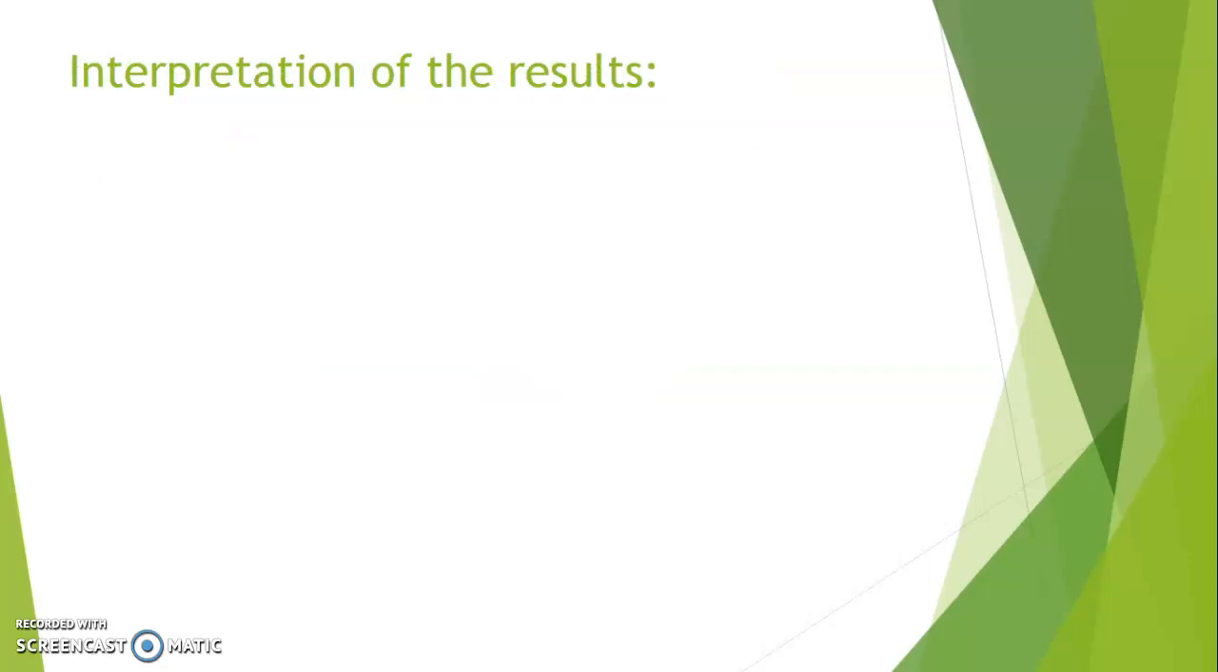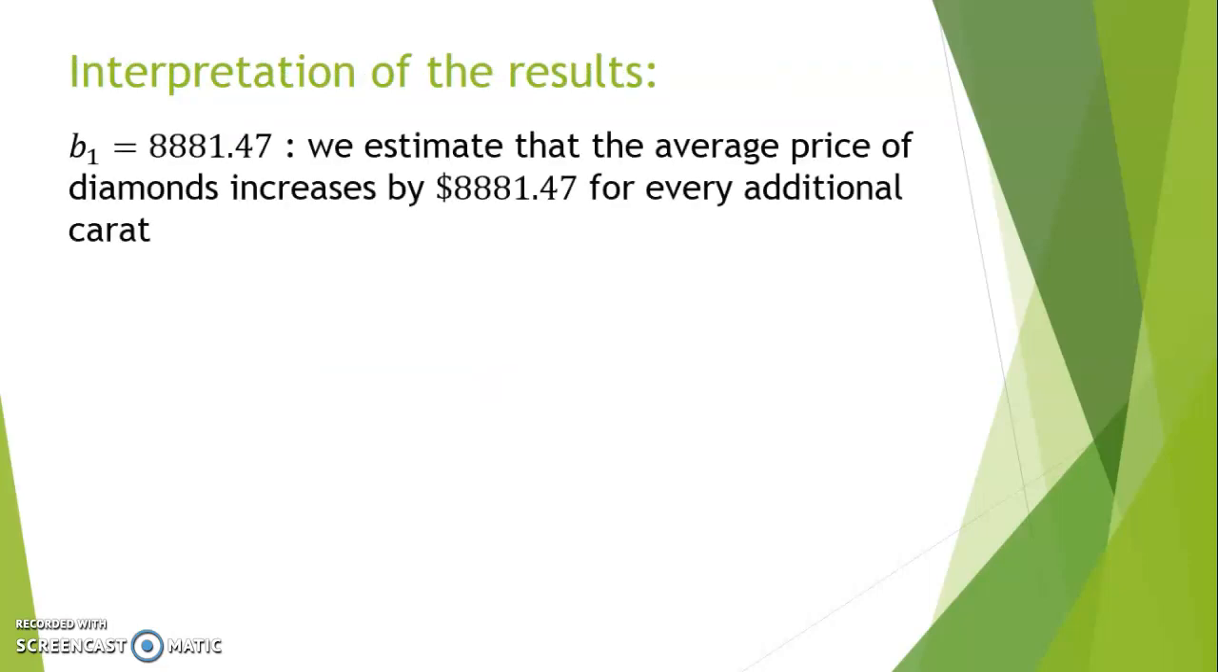Now, interpreting the results may force us to be slightly careful. For B1, 8,881 is the estimate that we have of the average price of diamonds when one additional carat is added to the diamond itself. We say average because remember that the equation represents the trend line through roughly the center of the scatter plot. It is not the individual price of each diamond.